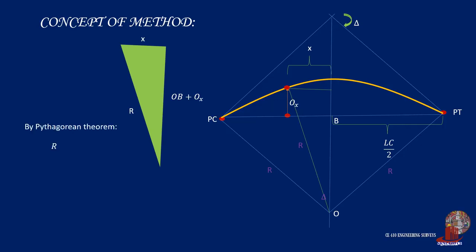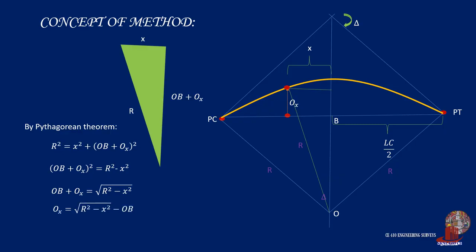By using the Pythagorean theorem, we can say the square of the radius r is equal to the squares of the interval x and the side OB and OX. Since the required is OX, factor out the side including OX to have the square of the radius less the square of x. Take the roots to free OX and we arrive at the root of r squared minus x squared minus OB.